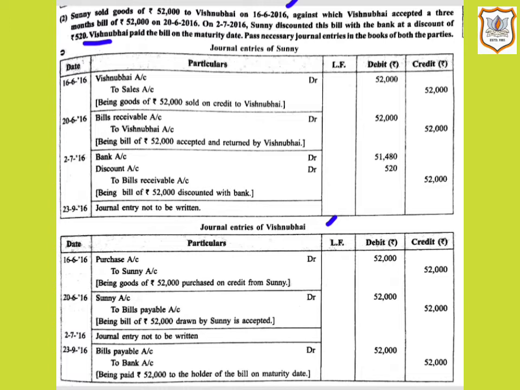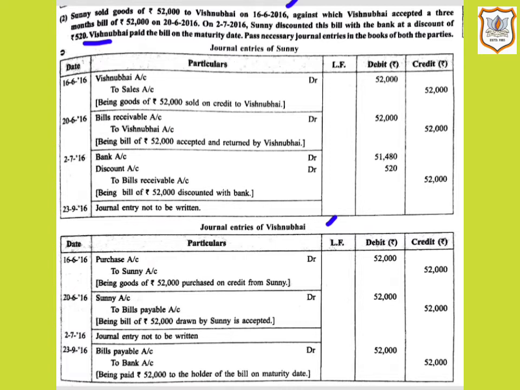The bank charges an amount for making payment against the bill, which is termed as discounting charges. The charges depend upon the rate of interest and the period of maturity. It must be borne in mind that discounting charges are calculated on the remaining period of the bill, that is, from the date of discounting till the due date. So here let us pass journal entry in the books of both the parties.